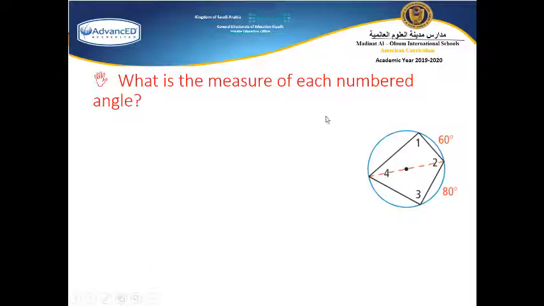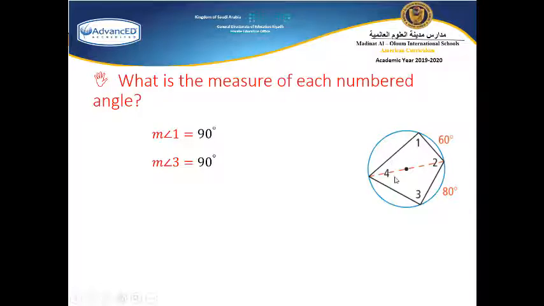What is the measure of each numbered angle? We have a quadrilateral, and remember that in a quadrilateral inscribed in a circle, each two opposite angles are supplementary. To find the measure of angle 1, it is inscribed in a semicircle, so it equals half of 180, then the measure of angle 1 equals 90 degrees. Also angle 3 is inscribed in a semicircle, so it is also a right angle, equal to 90 degrees.